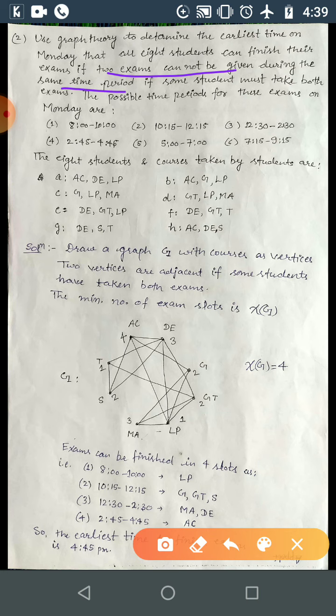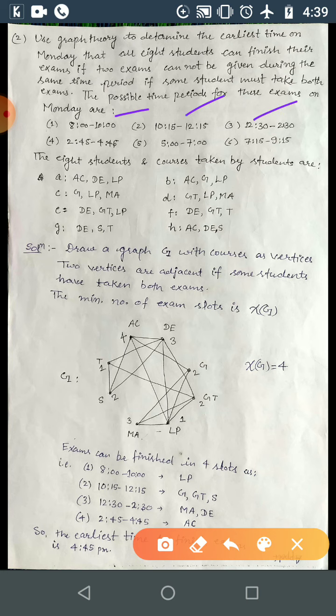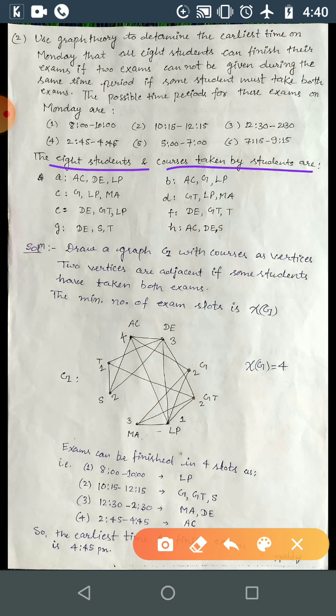If some students must take both exams, the possible time periods for these exams on that day are given by this one: 8 to 10 it can happen, 10:15 to 12:15 and so on. So every time slot is 2 hours. So it will be up to 9:15, but here these 8 students and the courses taken by these students are given by this one.